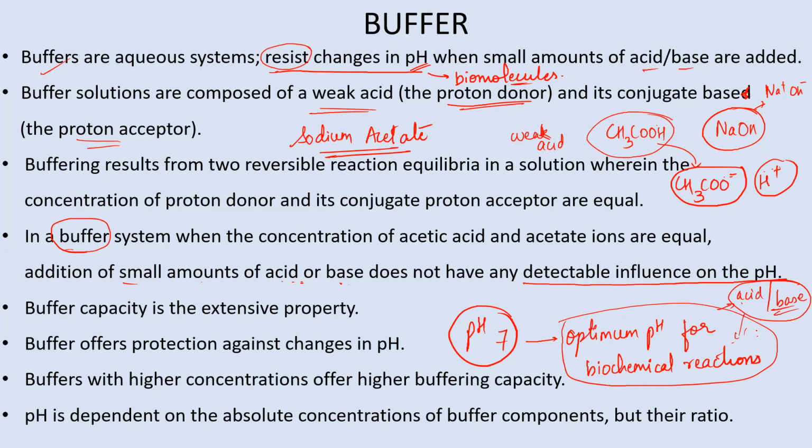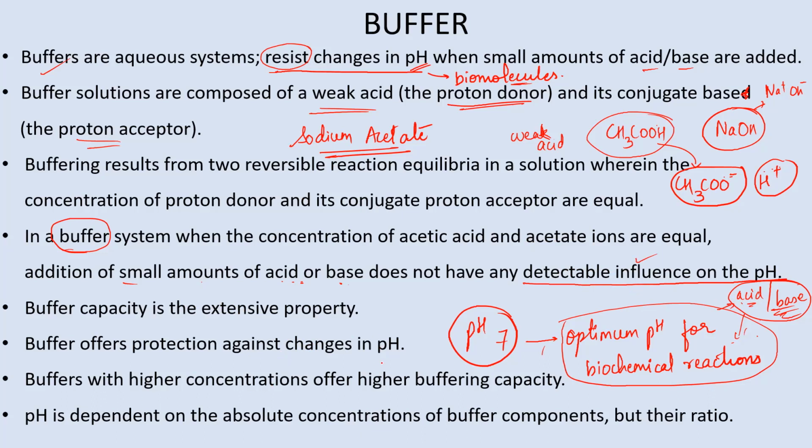So if they keep on adding inside the cell, it means that the pH will get disturbed. Why? Because addition of acid or addition of base is happening. But because of this buffering system within the cell, you will not be able to see a detectable influence on the pH. Why? Because this buffer is resisting the change in the pH. Whatever acid and base is formed as an outcome of any other reaction will get added to the cell, but because of a good buffering system, you will not see any change in the pH. Okay, so it's an extensive property. It offers protection against the changes in pH.